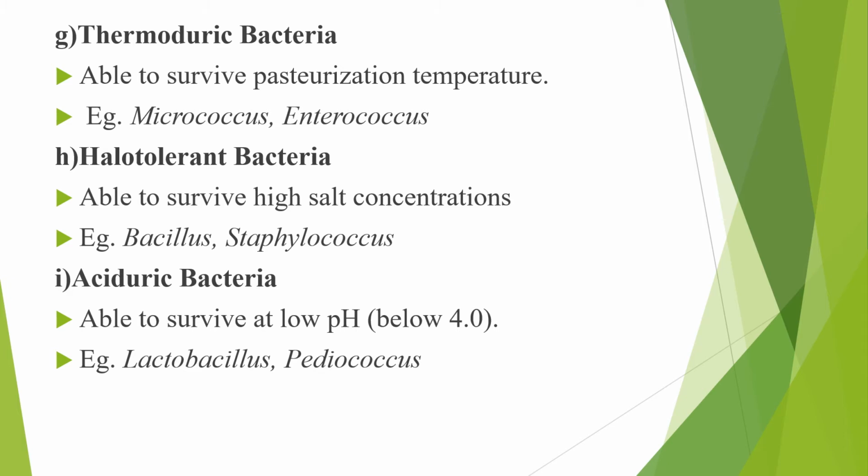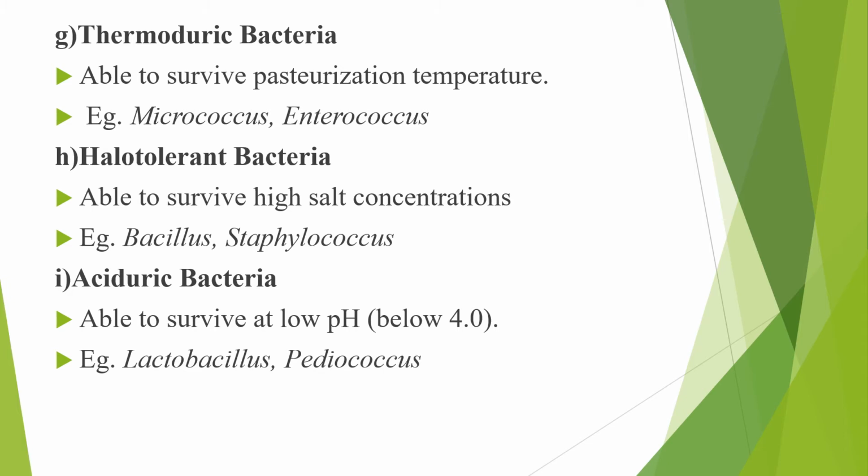Next one is the halotolerant bacteria, and they are able to survive high salt concentration. Examples are Bacillus and Staphylococcus. We know that salt solution is one of the simplest or commonly used methods for the preservation of many fruits and vegetables, meat, fish, etc. And these halotolerant bacteria are the group that will cause the spoilage of such food items because they have the ability to survive under high salt concentration. Two common examples are Bacillus and Staphylococcus.